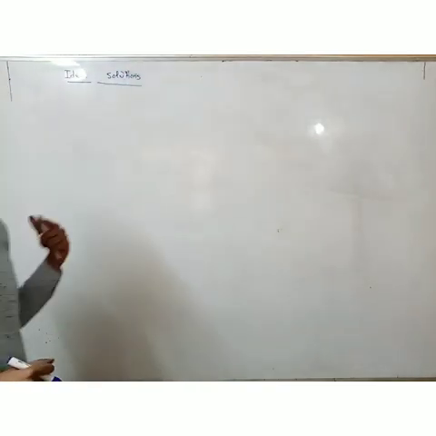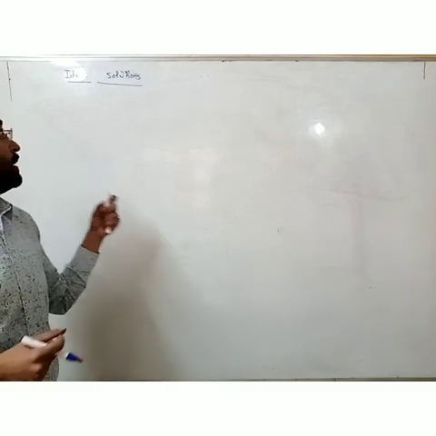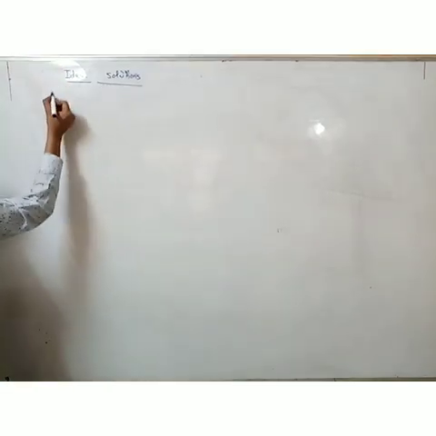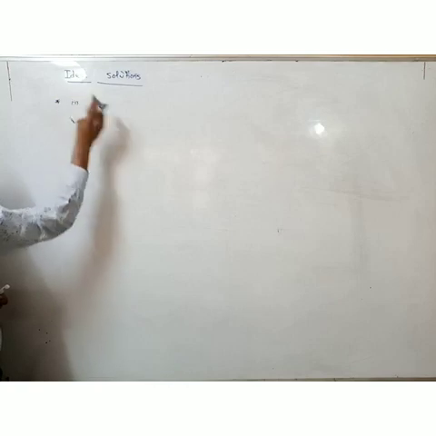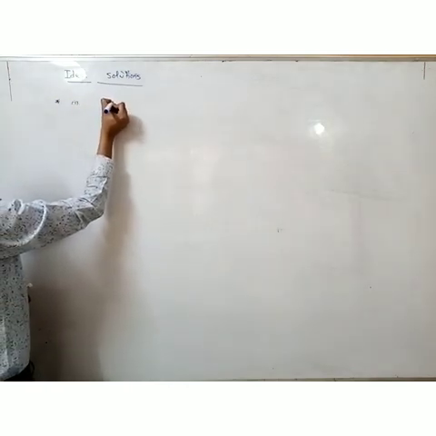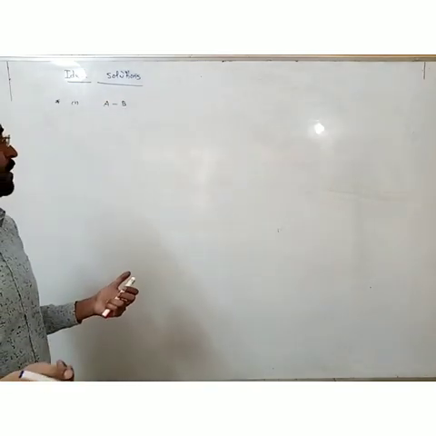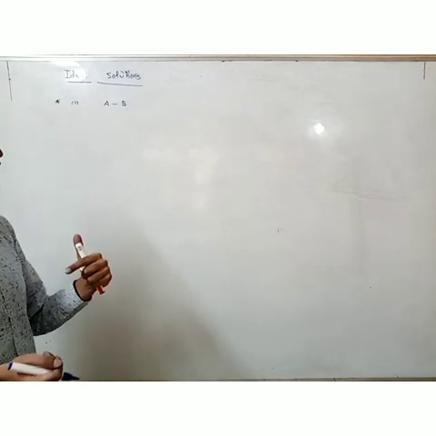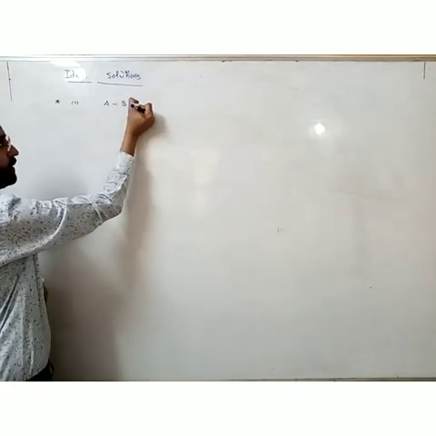Those solutions which obey Raoult's law over the entire range of concentration are known as ideal solutions. For ideal solutions, there are some important points to remember. First, solvent-solute interactions, that is AB interactions. The interactions which are set up when molecules of solvent interact with molecules of solute.